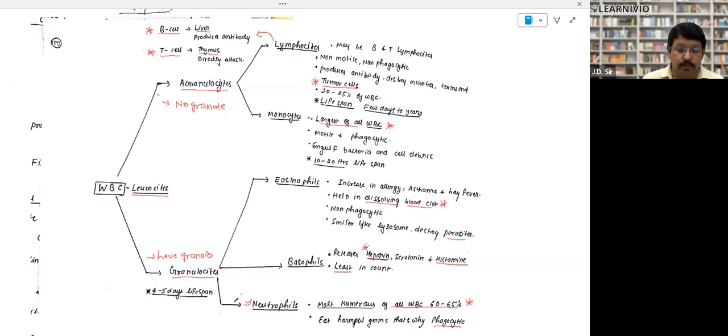Even this question I've been asked: which is the most numerous WBC? Neutrophils, they are the most numerous of WBC, 60 to 65% of all WBC, right? They eat harmful germs, and that's why they are phagocytic. So this classification you need to note down. You will get questions from this classification.